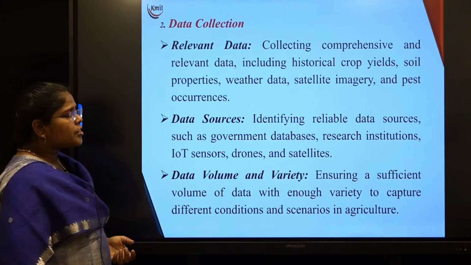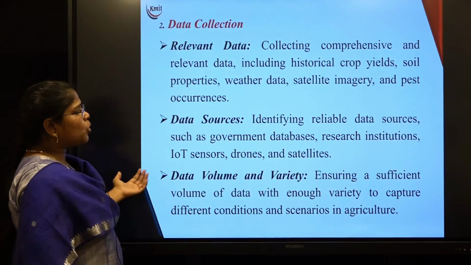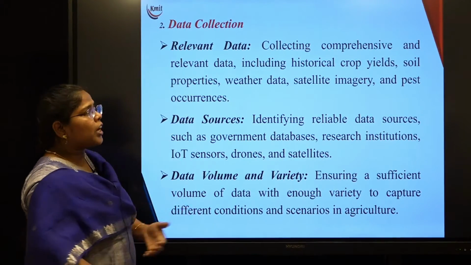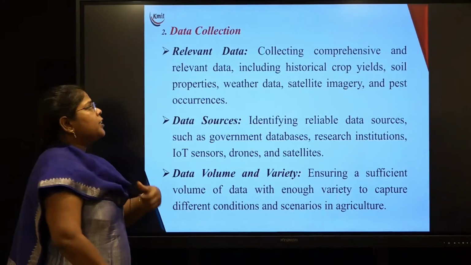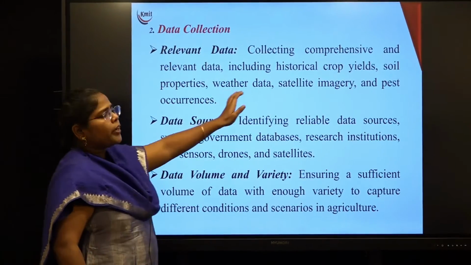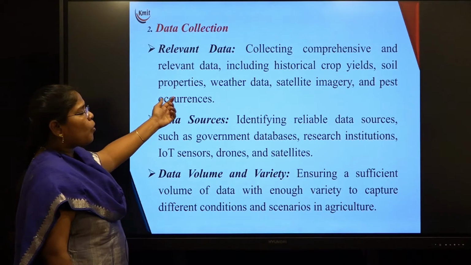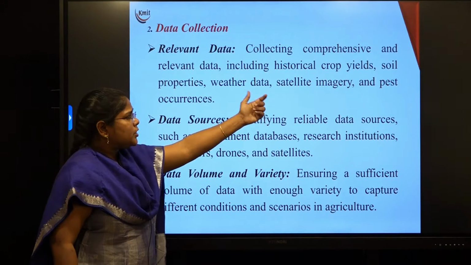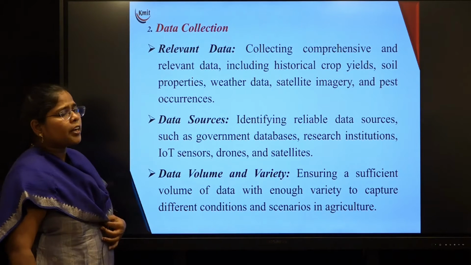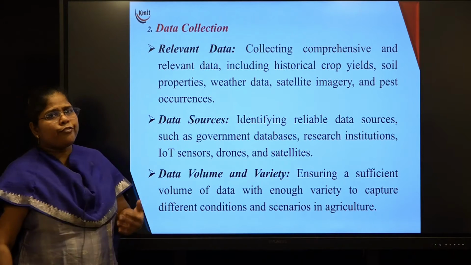To solve the problems that are identified, such as soil management or a smart irrigation system, we need to collect the data. So how do we collect the data? Collecting comprehensive and relevant data, including historical crop yields, soil properties, weather data, satellite images and pest occurrences. These are the relevant data required to do a project, and where can we find the data?